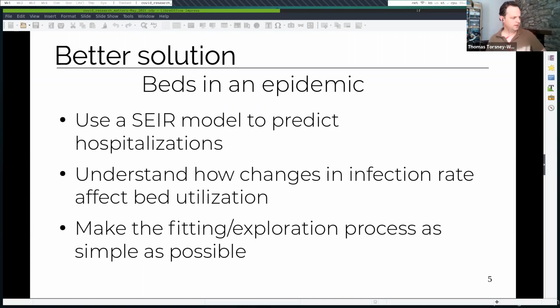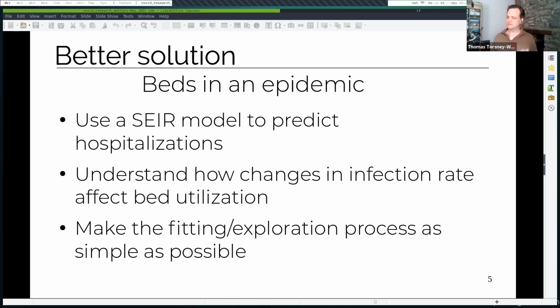But they also want a way to understand this whole idea of the infection rate that shows up a lot in the news, like 1.2 or 1.1 or 0.9. They want to understand, okay, if the infection rate changes, how will that affect how many people will come into the hospital?